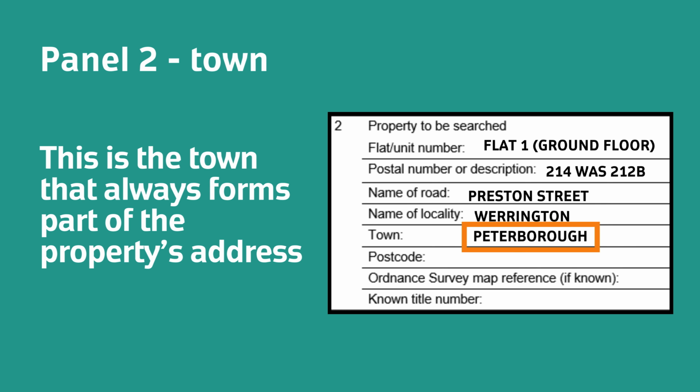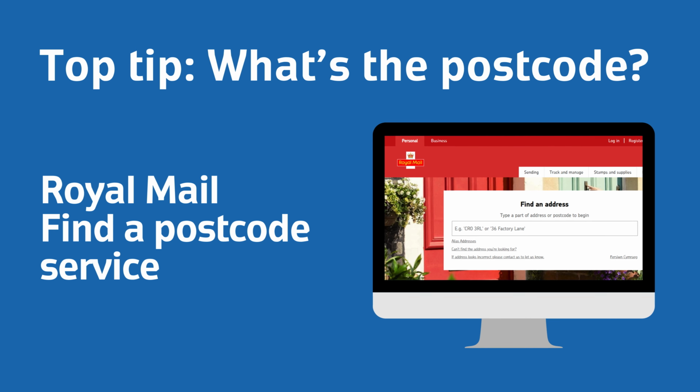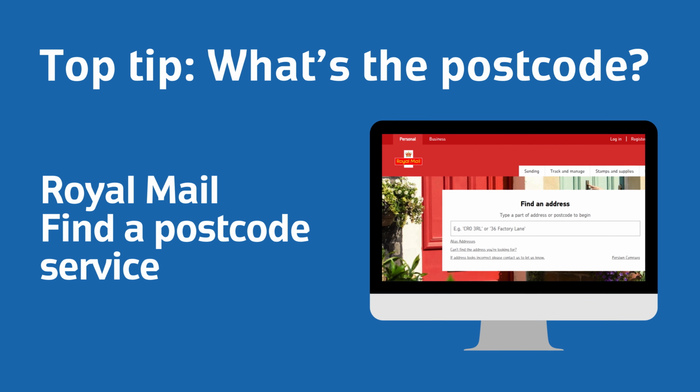Town. Here we need the postal town. This is the town or city that always forms part of the property's address. Postcode. Always state the postcode if you know it. This helps us to find the property in our database. If you don't know what the postcode is, you might be able to find it using the Royal Mail postcode finder. Search for Find a Postcode.